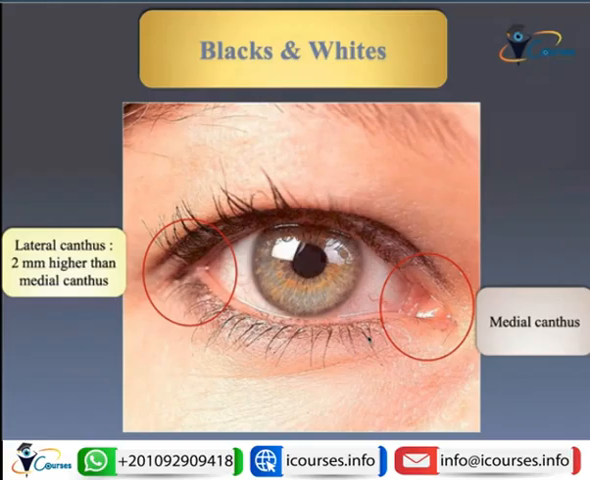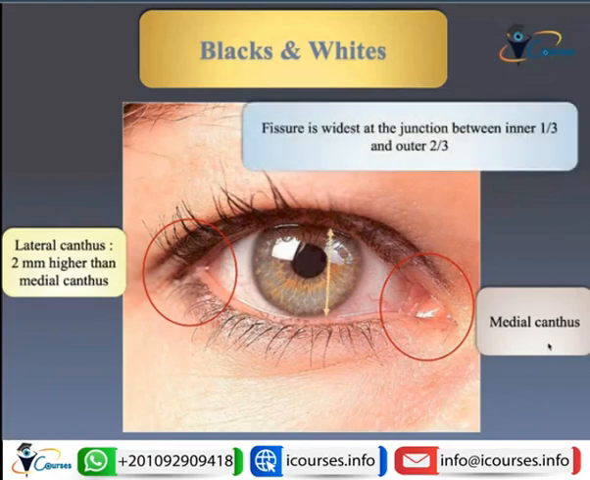So as we were just talking, the relative location of the lateral canthus to the medial canthus is different according to race, meaning that in blacks and whites, the lateral canthus is 2 millimeters higher than the medial canthus. Also, the fissure is widest at the junction between the inner 1/3 and the lateral 2/3.